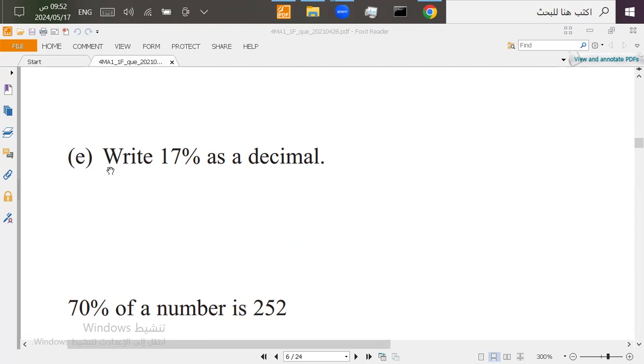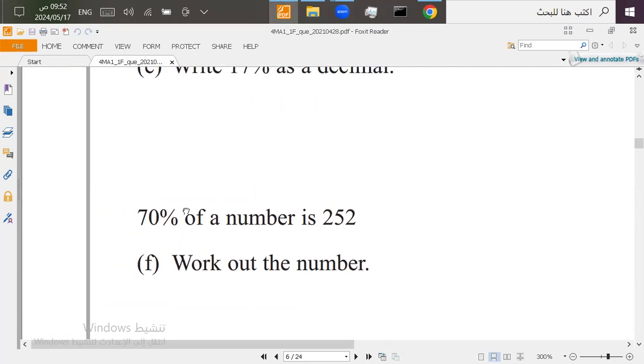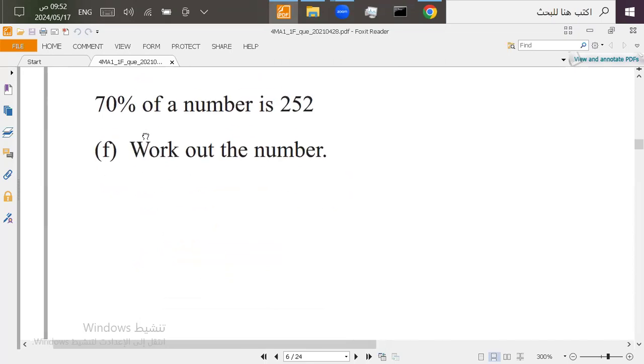Okay, we have question F here. 70% of a number is 252. Work out the number. So it means they want you to work out the number that when you multiply it by 70%, you get 252. So we're going to do it as an equation. We're going to say, for example, A times 70%, which is 70 over 100.